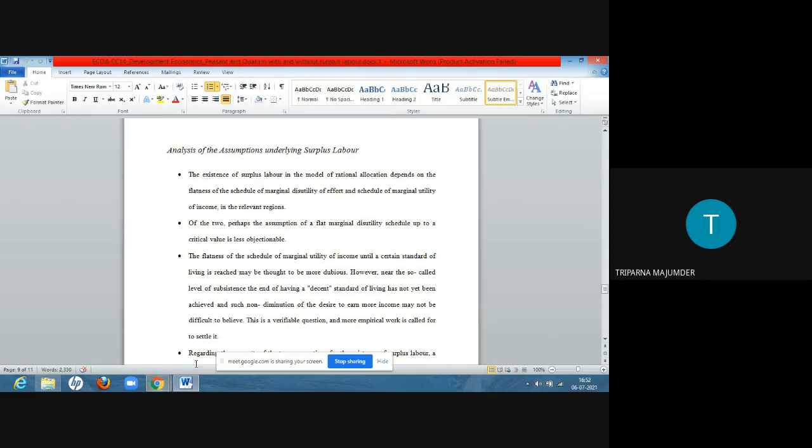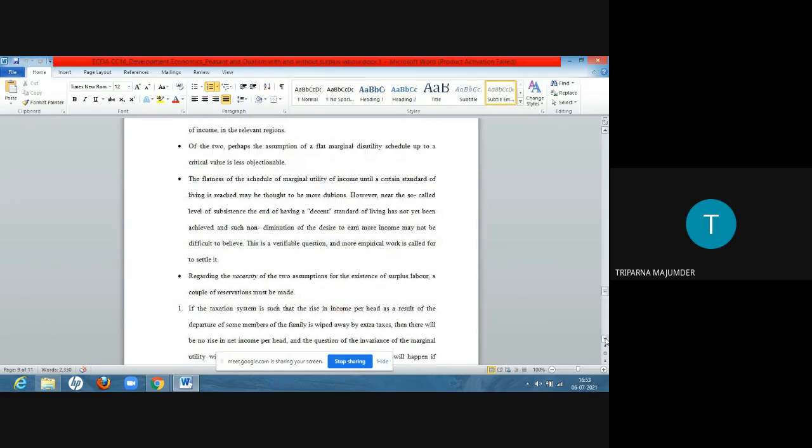The flatness of the schedule of marginal utility of income until a certain standard of living is reached may be thought to be more dubious. However, near the so-called level of subsistence, the end of having a decent standard of living has not yet been achieved, and such non-diminution of desire to earn more income may not be difficult to believe. It is a verifiable question, and more empirical work is called for to settle it.